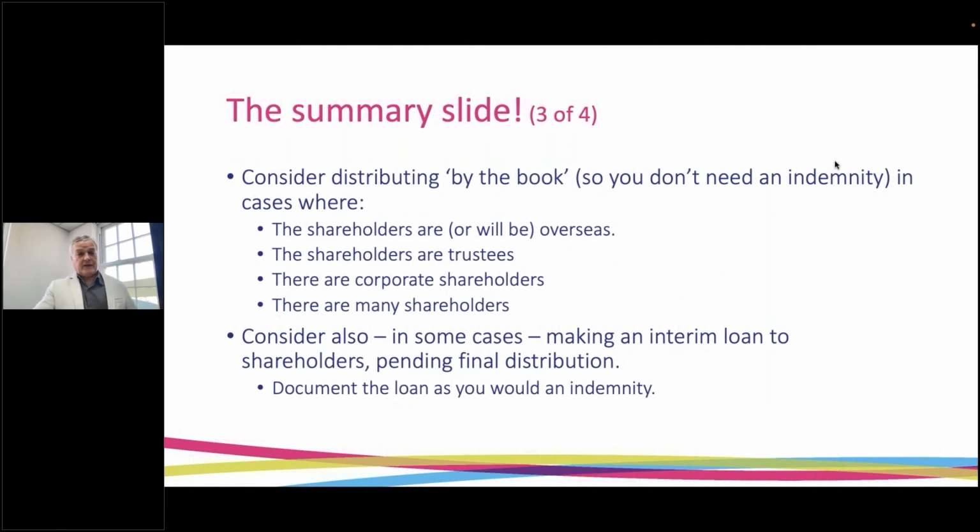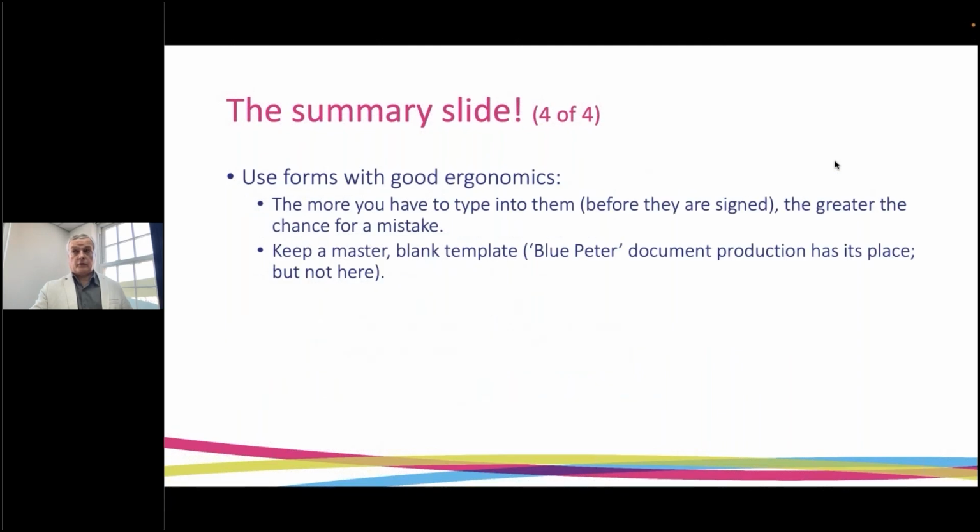In some cases, it is going to be very difficult to take an indemnity, or at least to take an indemnity that has any real commercial value to you. And those are cases where you probably should be distributing by the book rather than by the summary procedure. And in some cases, perhaps where there are many shareholders, you could make a loan, or the company could pre-appointment make a loan to those shareholders pending the final distribution. You would want to be involved in that so that you can make sure that the loan document works to allow you to call back money as you would with an indemnity.